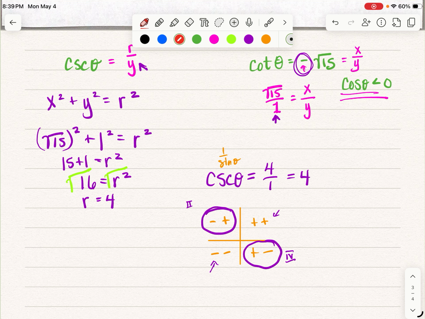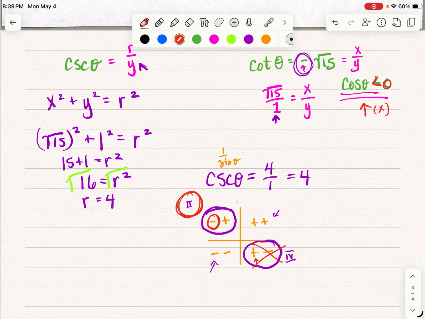Now, the cosine, which is the x-coordinate, right? We've done that a bazillion times. It is negative. Less than 0 means negative. Cosine is negative right there. It is not right here, so it is not quadrant 4. It's quadrant 2. So my angle is in quadrant 2.